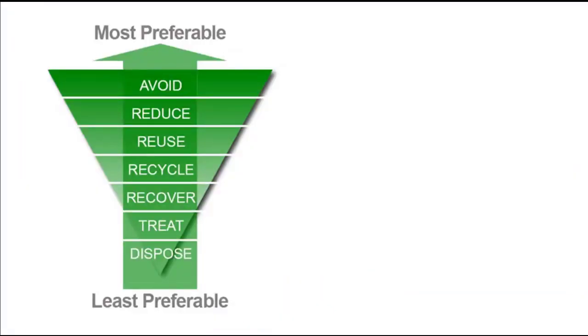Right. So this is a chart, or what they call an inverted pyramid, from least preferable to most preferable. It shows avoid, reduce, reuse, recycle, recover, treat, and dispose. This is the idea if you want to consume any natural resources. The most preferable, avoid, means don't use at all. That's the most effective way to protect and minimize any effect on the environment.